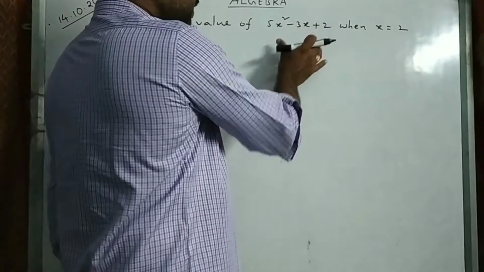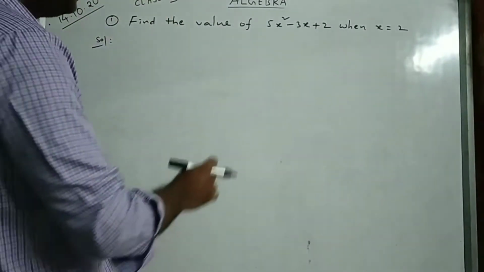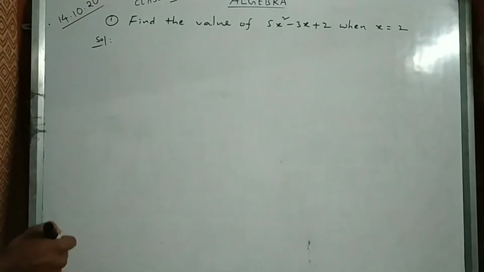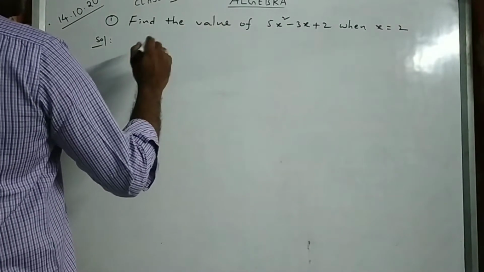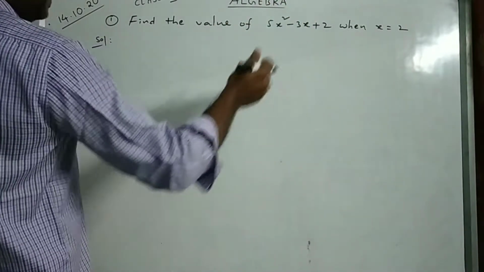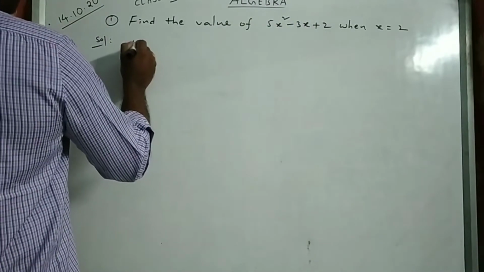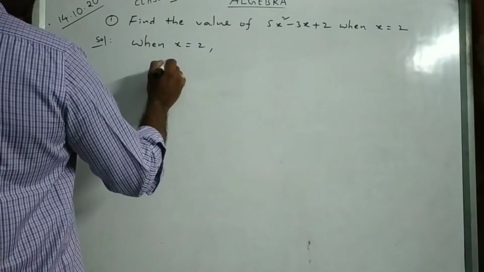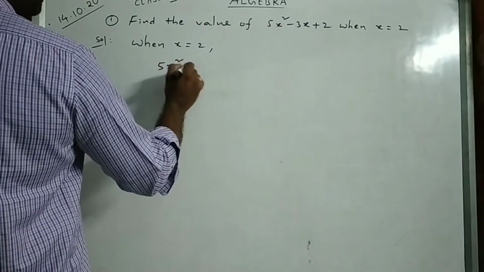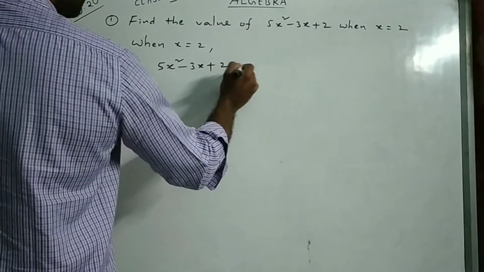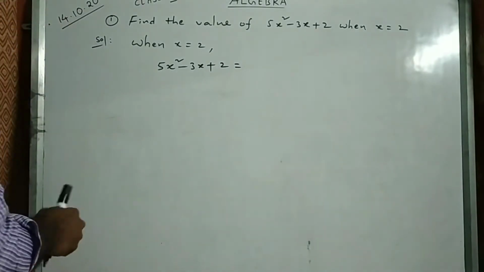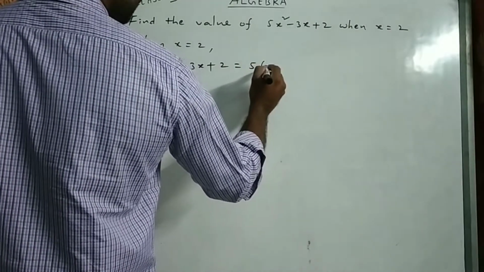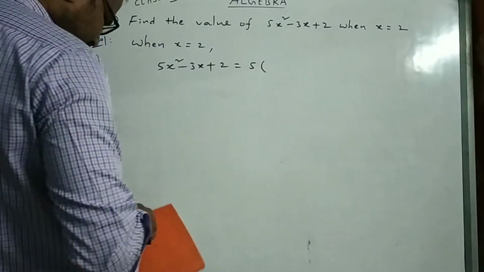What type of expression it is? Second degree expression, right? That is also called as quadratic expression. So we are going to find the value of this expression at x equal to 2. So when x equal to 2, take that expression 5x square minus 3x plus 2 equal to, in the place of x what should you keep here? 2. So 5 into, in the place of x what should you keep?